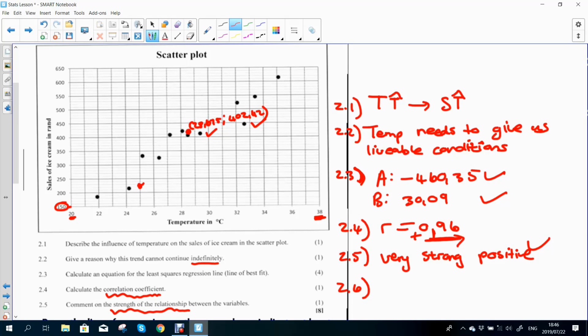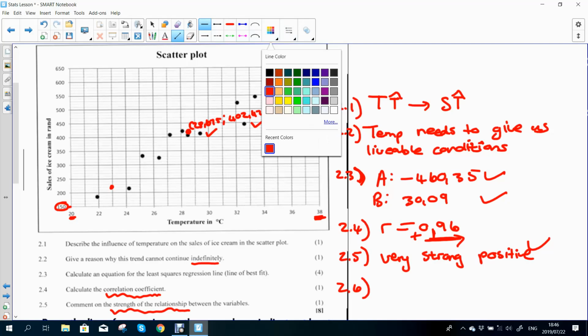No, sorry, that's not 23. Let's just do that again. 23 is there, and then 231 is somewhere around there. And now you're going to take your ruler for me. Please do not do this with your free hand. We want to see a straight line.